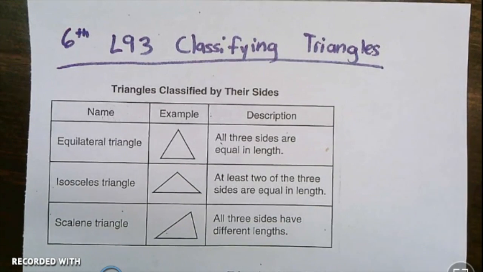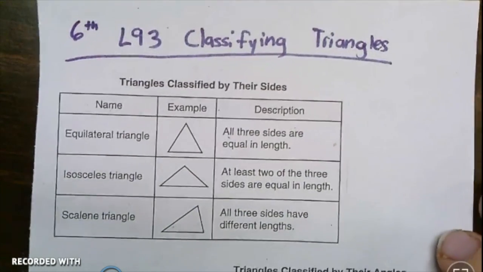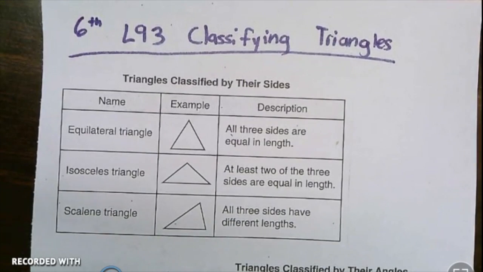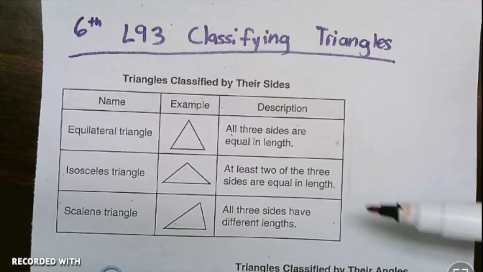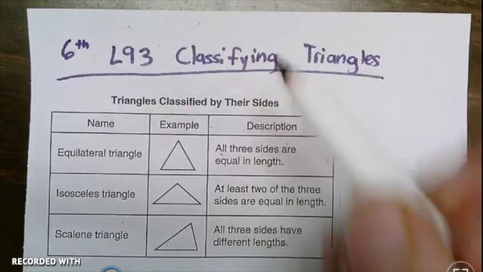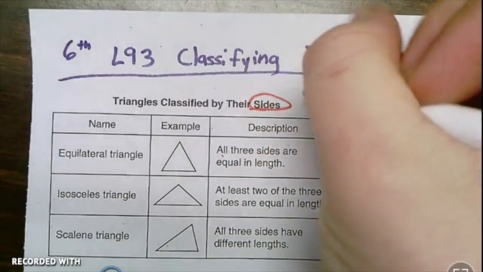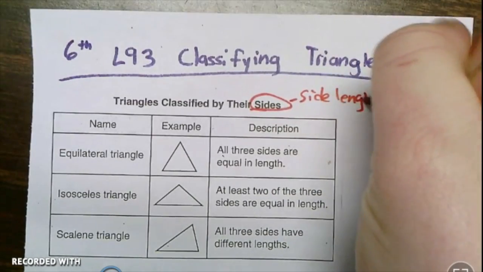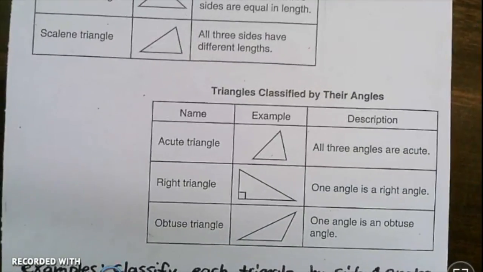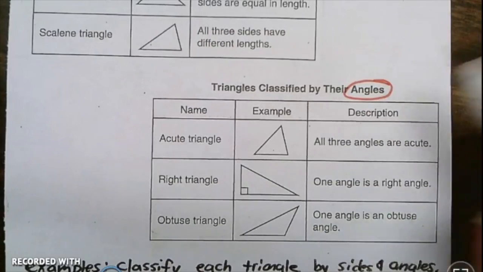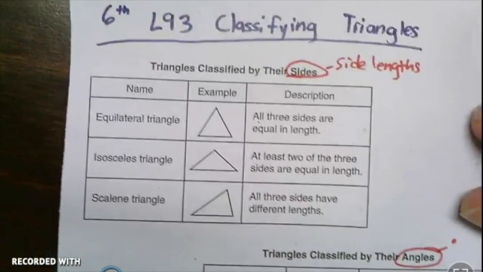Teachers, and welcome to lesson 93 on classifying triangles. Triangles can be classified in two different ways. Every triangle has two different classifications. They can be classified by their sides, which is the side lengths, and they can be classified by their angles, which is the degrees of their angles. So let's talk about side lengths first.